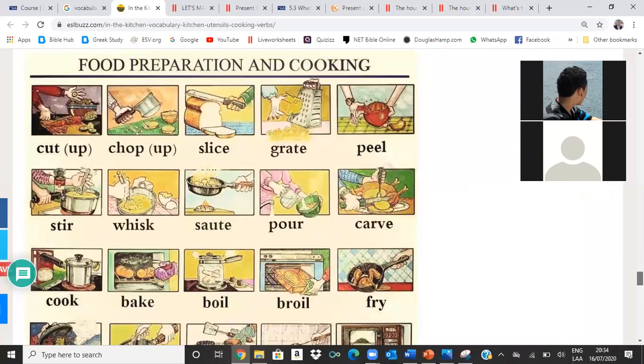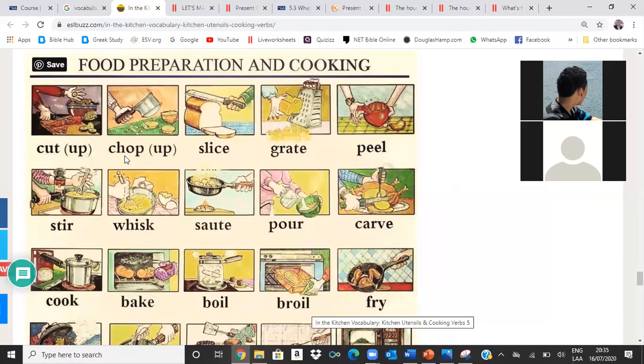Okay, now, esto quería hablar con ustedes. Verbs. We're going to talk about verbs for cooking, or for preparing food. Okay, cut. ¿Qué quiere decir? Cut, like for example, vegetables, right? Cut. Cortar. Chop. Repeat. Chop. ¿Qué quiere decir chop?